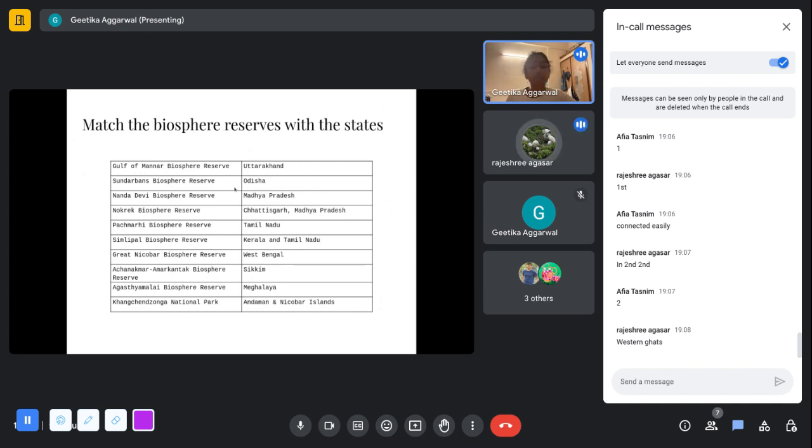So, where do you think the Sundarban is? Sundarban, West Bengal. Yeah, this would be in West Bengal, definitely. Nanda Devi Biosphere Reserve? Meghalaya. Maybe. I don't think so. Any other guesses? Uttarakhand. Uttarakhand, yes. So Nanda Devi is found in Uttarakhand. And as you're saying, Afia, you're correct. The Great Nicobar Biosphere Reserve will be found in the Andaman and Nicobar. So Gulf of Mannar is not found in the Andamans and Nicobar. So you can take another guess for this one.